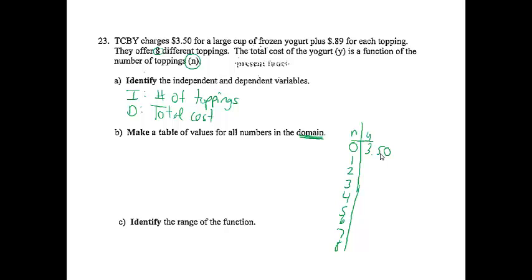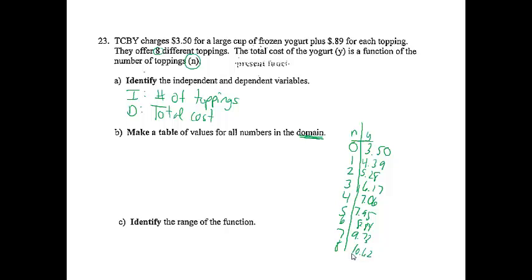And then let's see if we can figure the rest of these out. If I have 1 topping, they're going to add 89 cents to my price. So that will be $4.39. And if I get 2 toppings, I need to add another 89 cents. That's going to be $5.28. If I get 3 toppings, I'll add another 89 cents, and that will give me $6.17. If I add another topping, it's going to be $7.06. Another topping, $7.95. Another, $8.84. Another, $9.73. And if I add another topping, that's going to be $10.62.